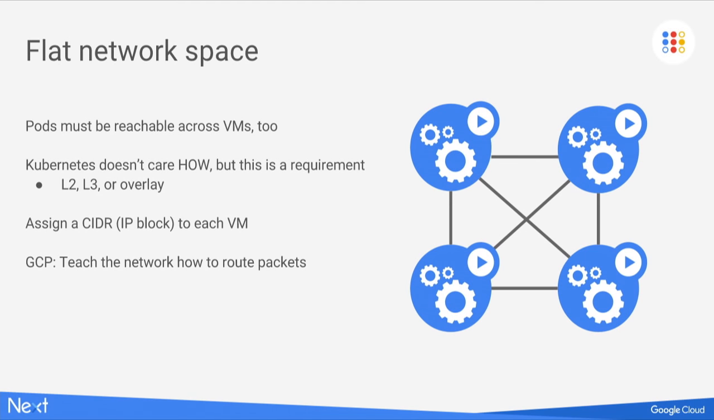So pods have to be reachable across VMs also, not just inside of one VM. Kubernetes itself doesn't care how you do this. You can use L2, L3, overlay, carrier pigeons, unicorns, it doesn't matter. But there has to be some standard way to do this stuff. Every VM is given an IP block, and every pod is given an IP address inside that block. So one thing we have to do for Google Container Engine is teach the network how to route packets in between VMs.